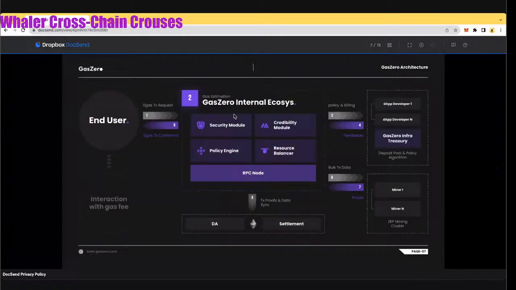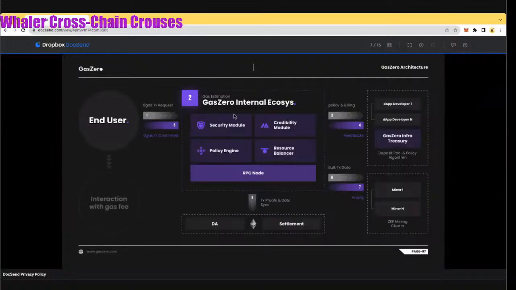Let's step into the next slide. What is our architecture? The end user comes in, and you don't need to interact with the gas fees. When we start interacting, it should be confirmed by the amount of transactions that this is a real user. For this we have a credibility oracle, and this user will be able to interact with the blockchain. The blockchain itself should be secure. So it should have a security model, policy engine, credibility oracles, and a resource balancer, which balances resources in an adequate way for the dApps and for the users.